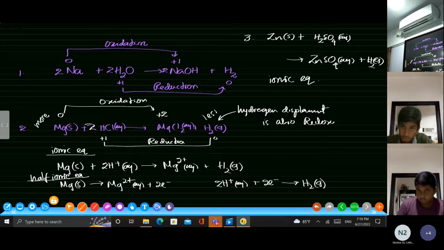Quickly write down that question reaction. You need to write the ionic equation for that and see what is going to oxidize, what's going to reduce as well, right?